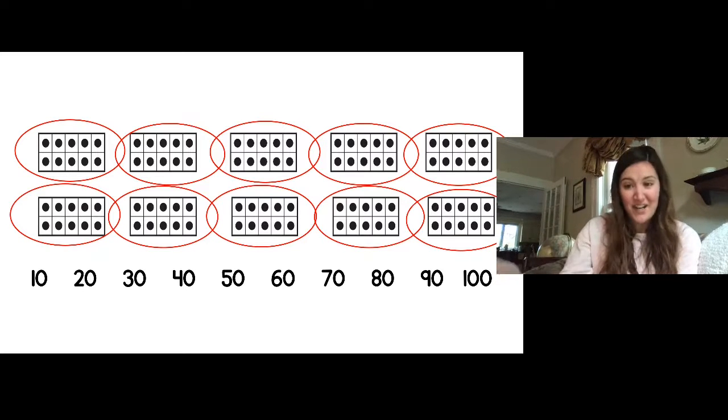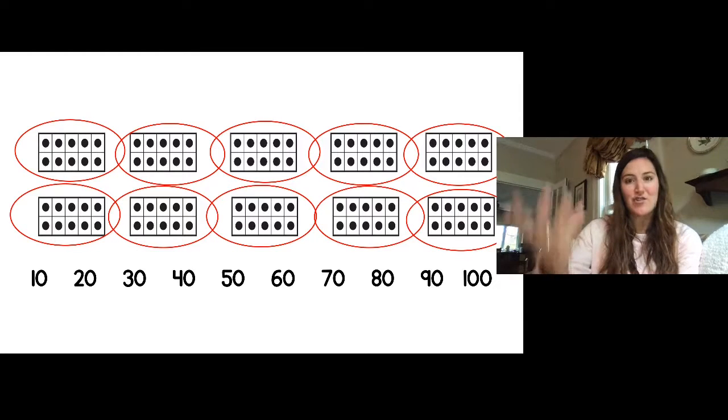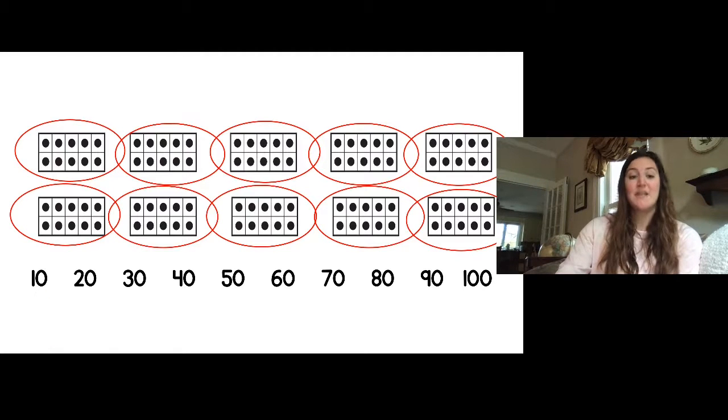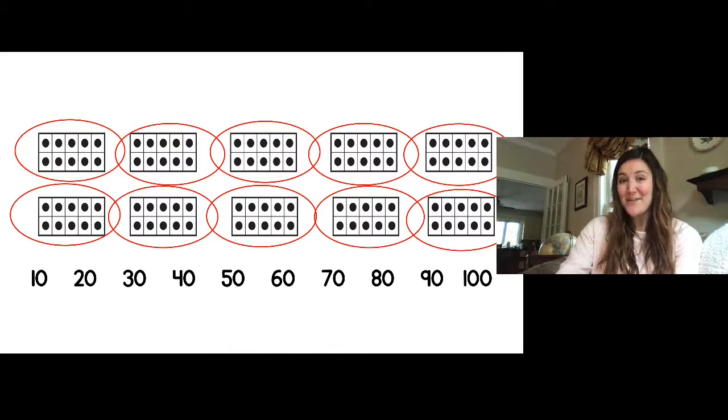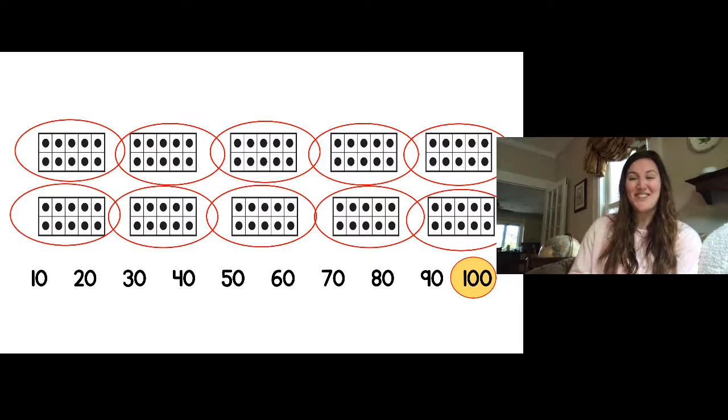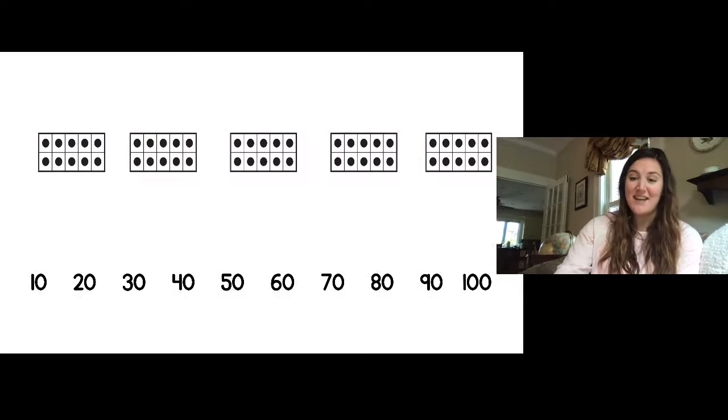100. So there are 10 full 10 frames. That means there's 100 counters. 10 groups of 10 is the same as 100. Let's count by tens on the numbers until we get to 100. 10, 20, 30, 40, 50, 60, 70, 80, 90, 100. That's the one we circle. 100 because there are 100 counters, 10 groups of 10.